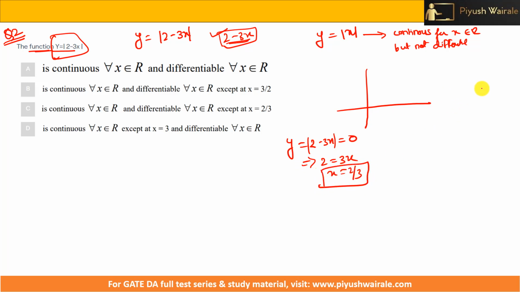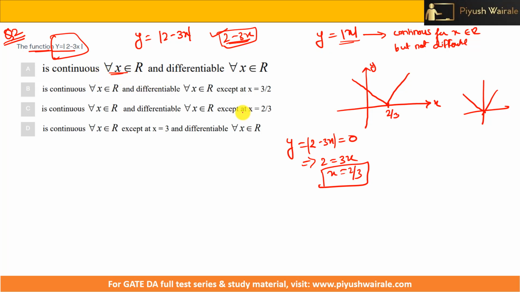So we know the graph of y equals mod x is like this. But we have shifted the point to 2 by 3 here in this case. So suppose I say this is 2 by 3. So my graph for this particular function y equals mod of 2 minus 3x will be like this. Okay. This is y and this is x. Okay. Now it is continuous everywhere, right? So for all the values of x, similar to the mod of x function, it is continuous. So for all x belonging to R, right?